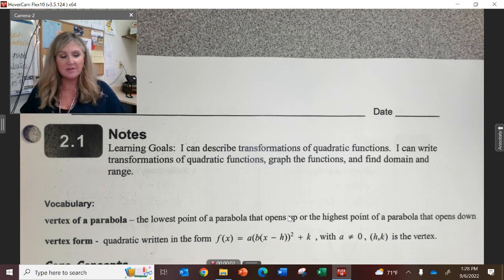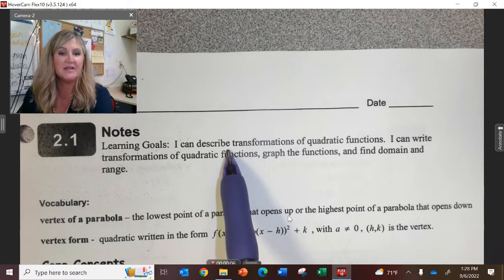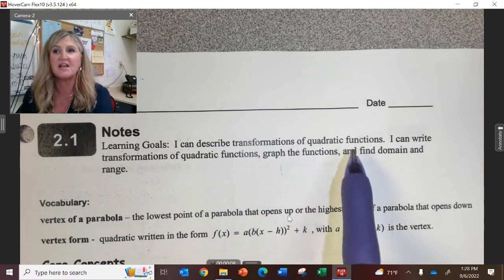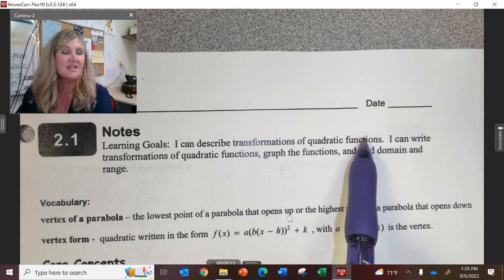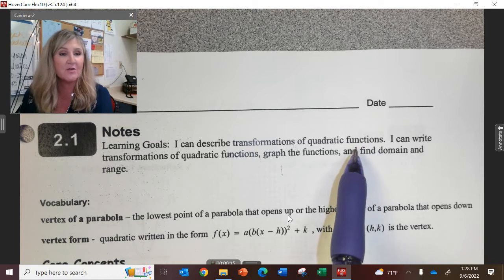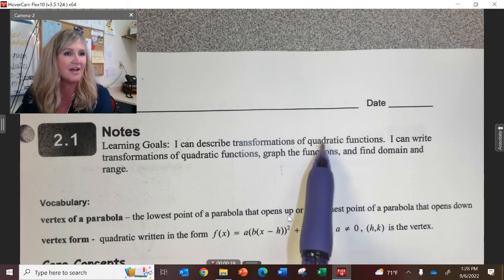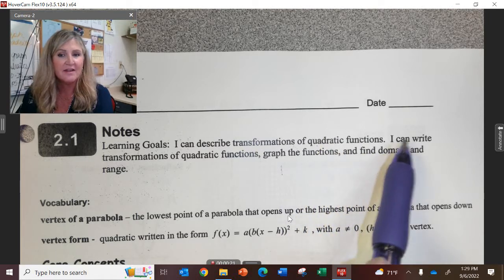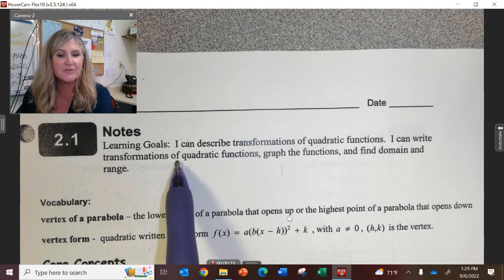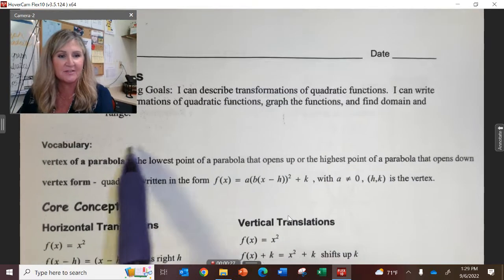Alright guys, so today we're looking at section 2.1. What we're going to be doing is describing transformations of just quadratic functions. Last chapter we were working with absolute value and with quadratics, and now we're going to narrow it down to just quadratics, and we're going to have a few more details to look at. So we want to be able to write transformations of quadratic functions, graph the functions, and find domain and range.